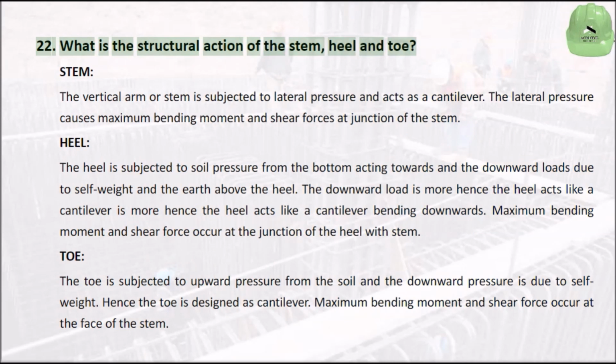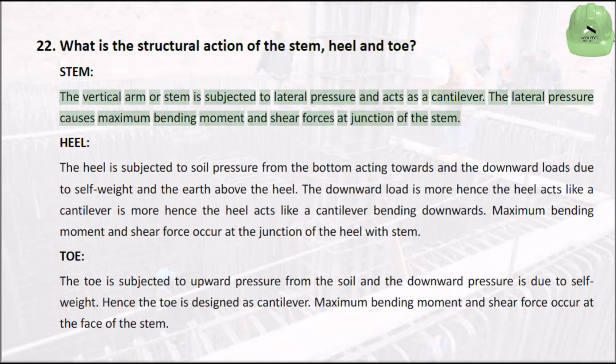What is the structural action of the stem, heel, and toe? Stem. The vertical arm or stem is subjected to lateral pressure and acts as a cantilever. The lateral pressure causes maximum bending moment and shear force at the junction of the stem.